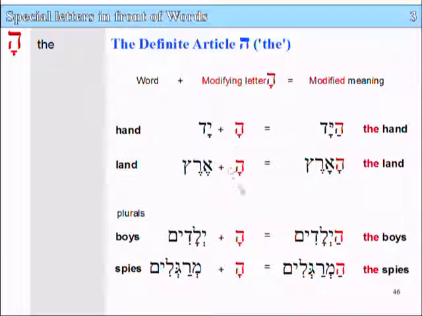There are some words that have a Hey in front of them that don't mean the, but we'll learn all the exceptions as we go along. But you can tell from context, and most often when we have a Hey in front of the word, it does mean the, or it introduces a question. That's something we'll look at in later lessons. So ha, the.